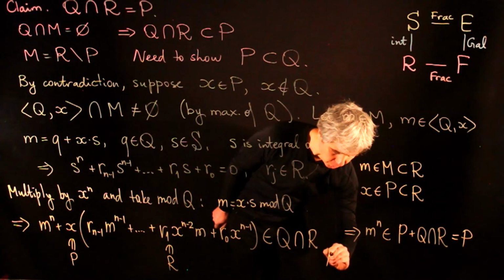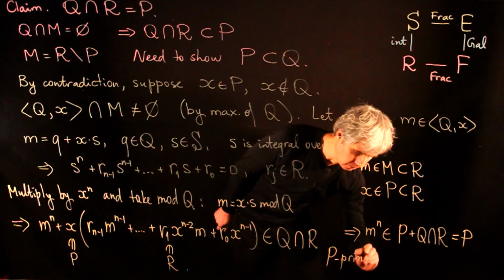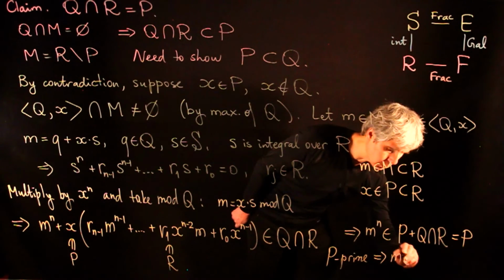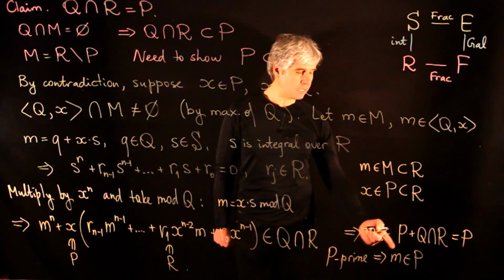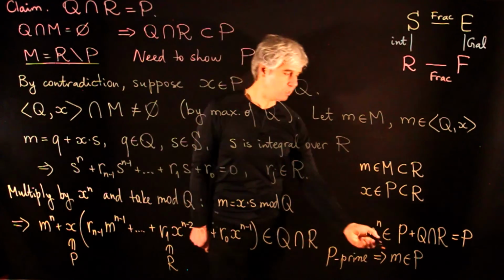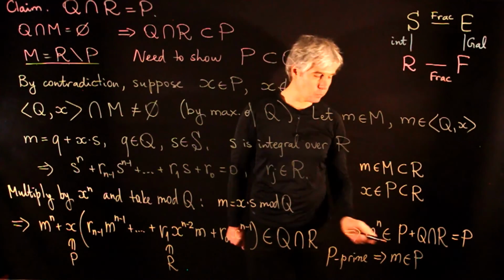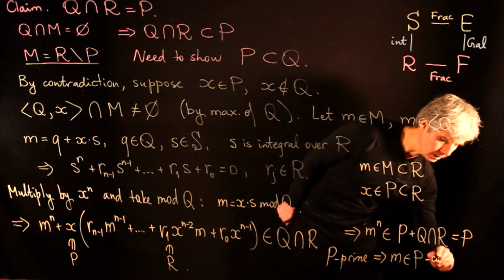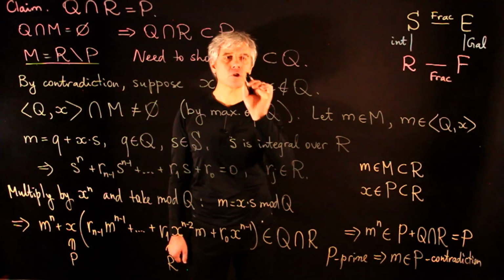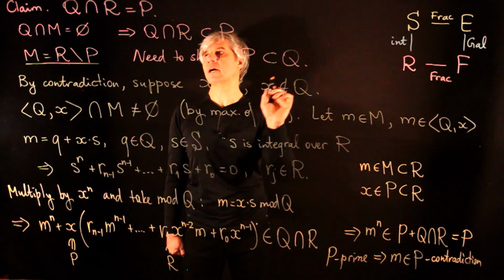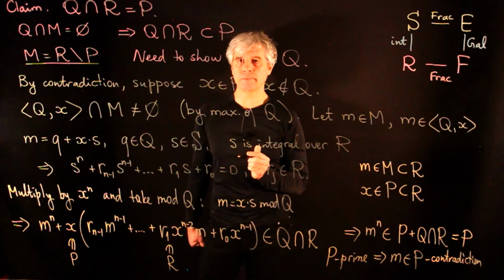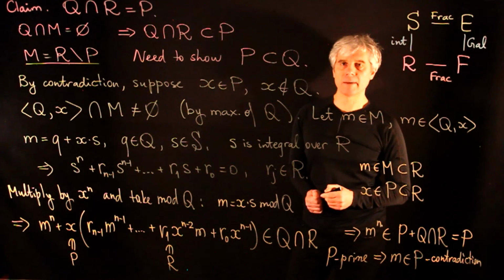But P is a prime ideal. And if m to the power n is in P, this tells us that m is also in P. But what was our definition of the set M? M was R without P. And here we proved that we have an element of this set which is in P. So this is a contradiction, which shows that P is a subset of Q, and this proves that Q is a prime ideal of S that lies over P. This completes the proof of this theorem.